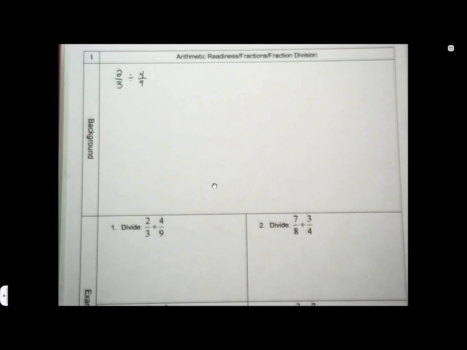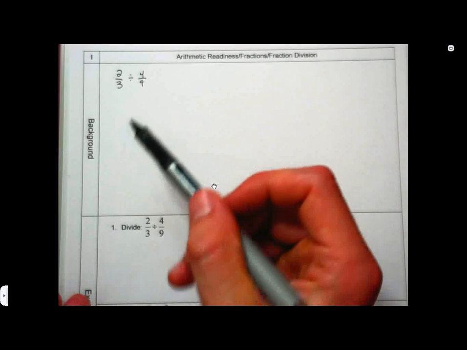So when we're doing 2/3 divided by 4/9, we're going to take a look at this one in a kind of unique way, and then we're going to go back and develop some steps that you can follow to do fraction division on your own. So 2/3 divided by 4/9.